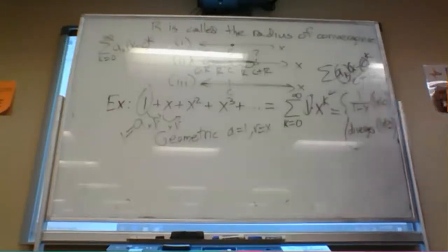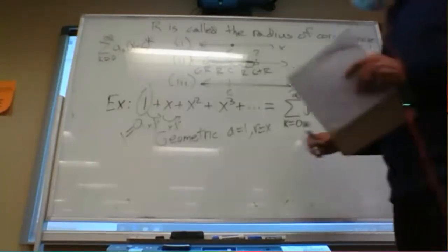There are some other series that you study in higher mathematics. But here's a series that adds up to this function, 1 over 1 minus x, if the absolute value of x is less than 1. All right. Now, what does that tell us? What is the radius of convergence?